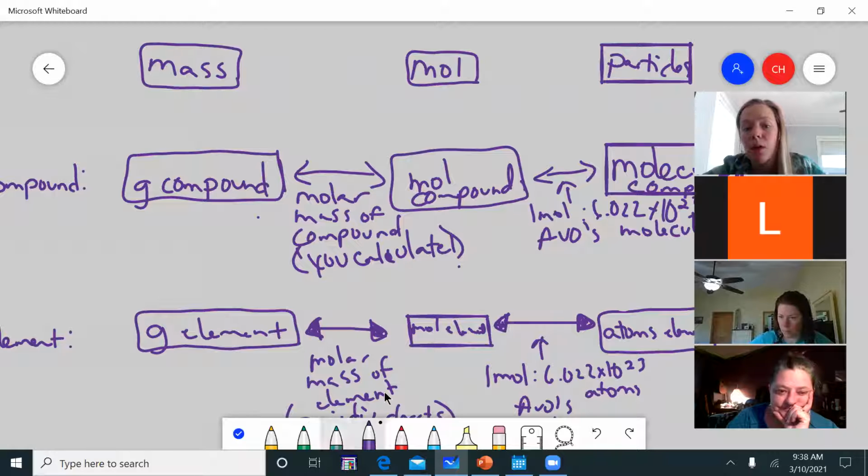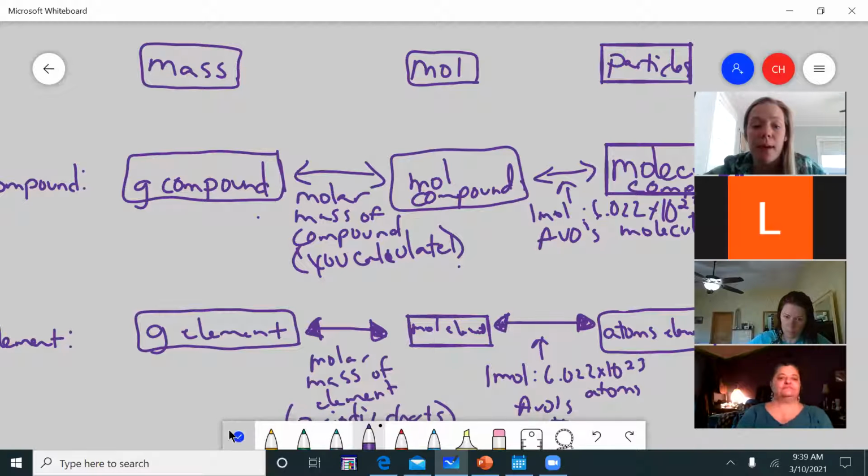Anytime we're going between mass and mole, this is where we need to use the molar mass, which if it's an element, we pull off the periodic chart. If it's a compound, we pull the masses of each element, and then we need to calculate it by multiplying by the subscripts or how many we have.